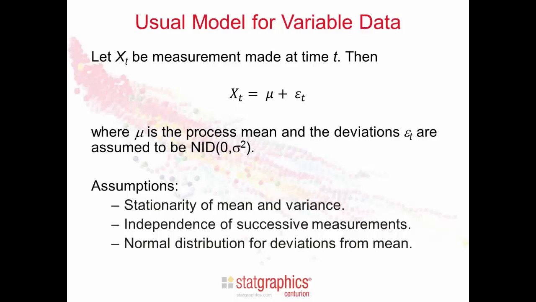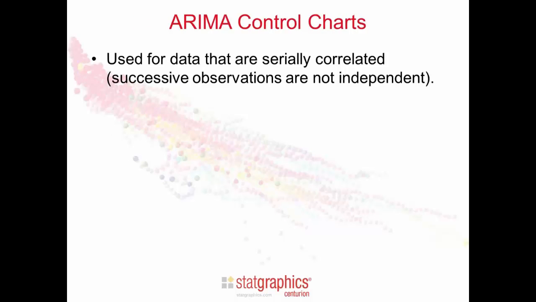Now, we're going to relax some of these assumptions as we talk about the special purpose control charts, because not all processes follow this very simple model. Where we're going to start is with a type of control charts called ARIMA control charts. ARIMA control charts are used for data that are serially correlated. And by that I mean where the x sub t's are not independent, where there is some correlation between the observation at time t and the observation at time t plus 1.